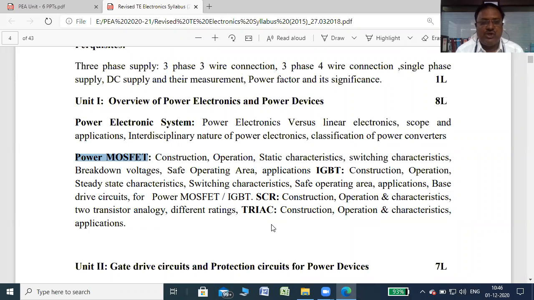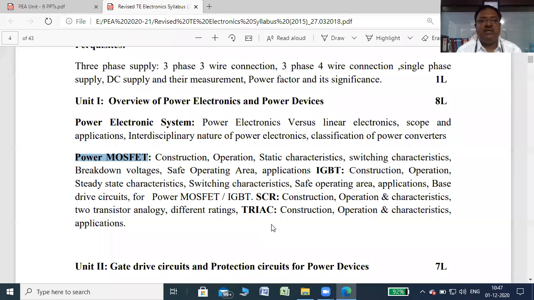Then we have seen the operation of a MOSFET with the help of static characteristics. Then the most important, switching characteristics, we have seen. After that, the safe operating area, and then applications of MOSFET.